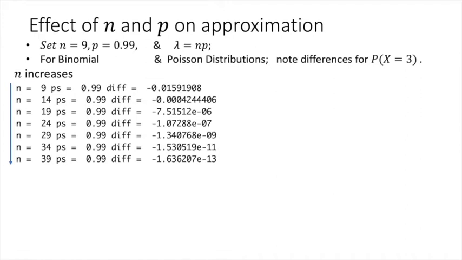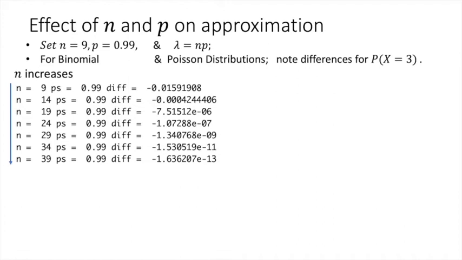Here we keep p constant at 0.99. So notice as we go down, as the arrow goes down, the p, or as we mark it by ps, doesn't change. It stays at 0.99. As expected at the start, the difference is about 1.5%, or as it is given, minus 0.015. But as we go down along the arrow, the n increases and the difference starts to diminish. So that is what we expected.